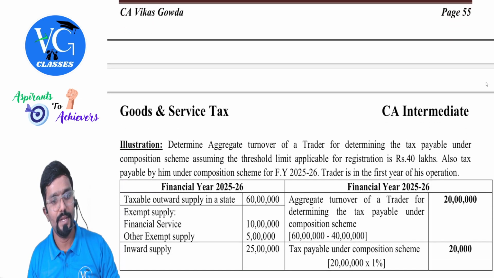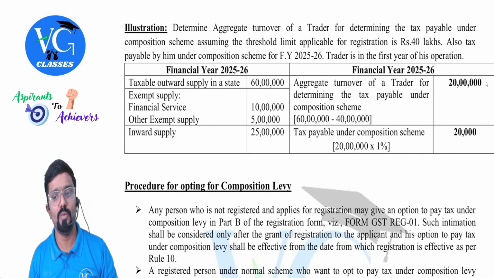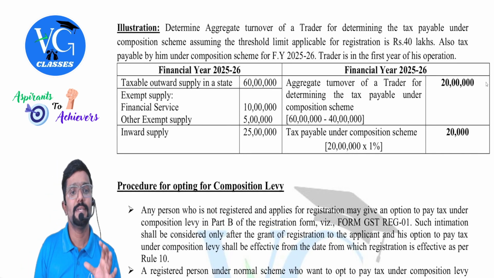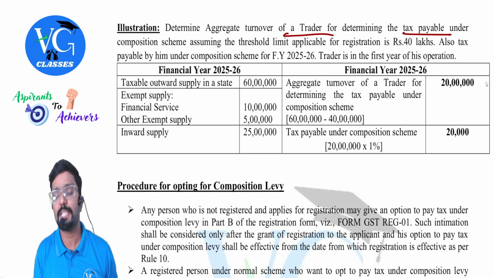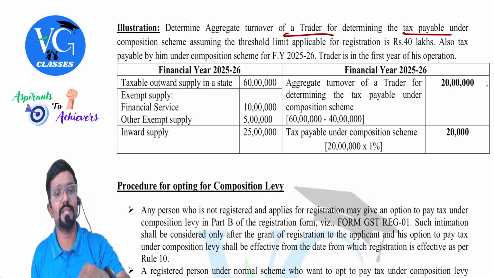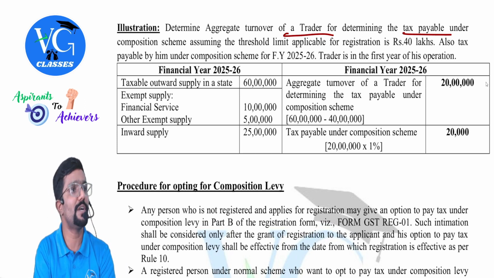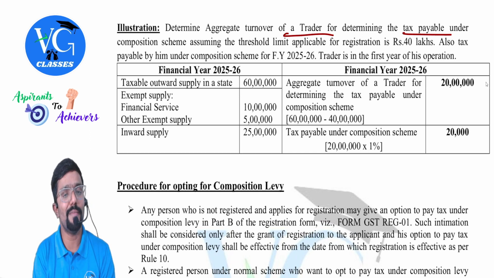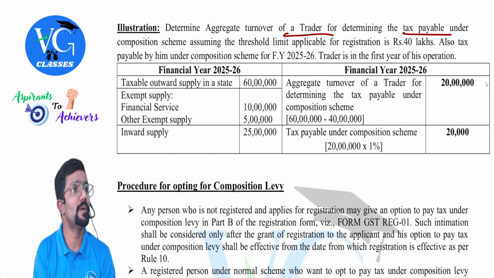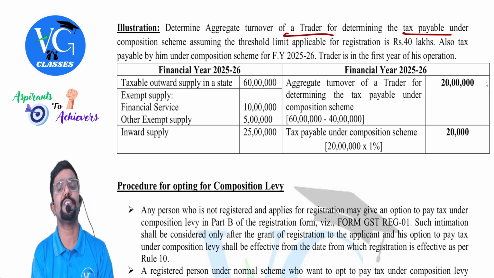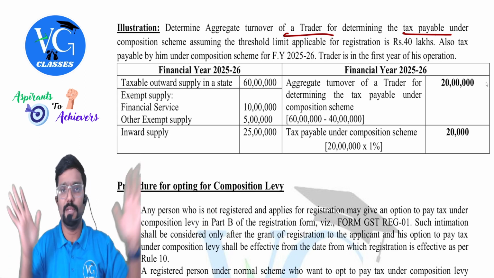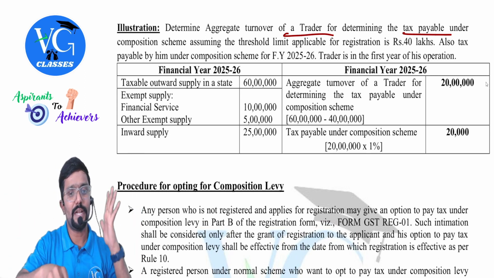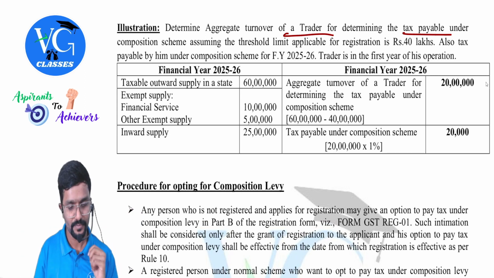Okay, sir. Next, one more illustration. Same illustration, but one word I have changed. Determine the aggregate turnover of trader for determining the tax payable under composition scheme, assuming the threshold limit applicable for registration is 40 lakh. Also tax payable by him under composition scheme for financial year 25-26. Okay. Trader is in the first year of business. So history is 0. So is he eligible? Straight away eligible. So turnover details for the current year 25-26.